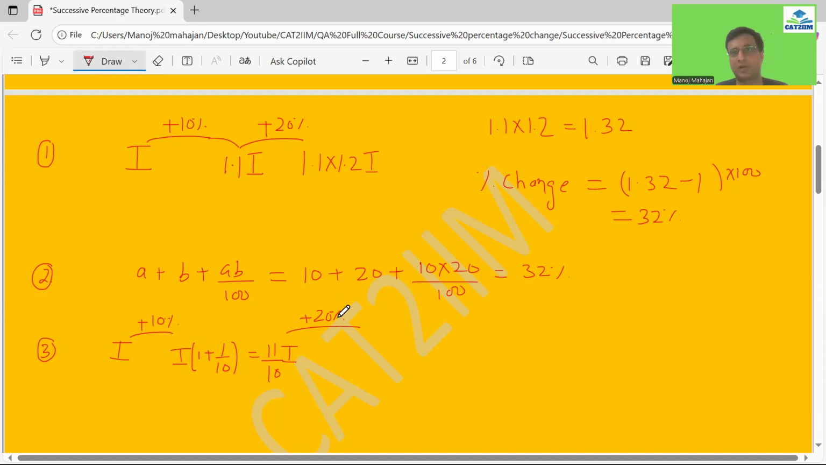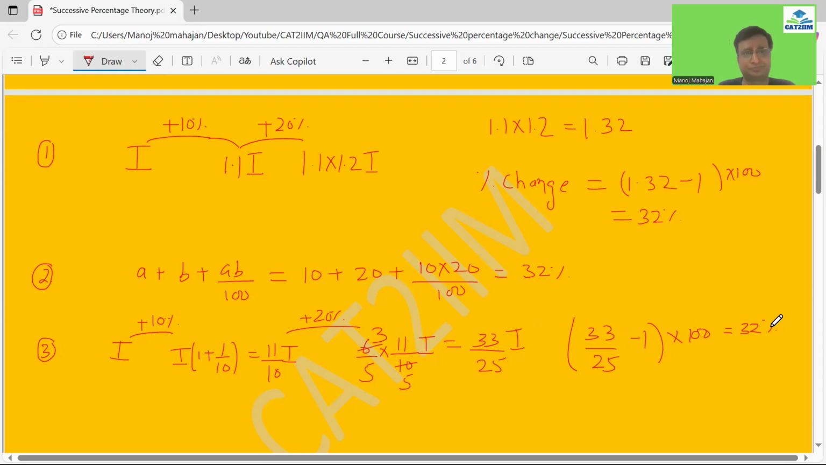So the fraction involved is 1 by 5. The multiplying factor would be 1 plus 1 by 5, which would become 6 by 5, into the value 11 by 10. If I simplify this further, that is nothing but 33 upon 25. So again, we got the multiplying factor in terms of fractions, and 33 by 25 minus 1, if I multiply by 100, will give me the percentage change.